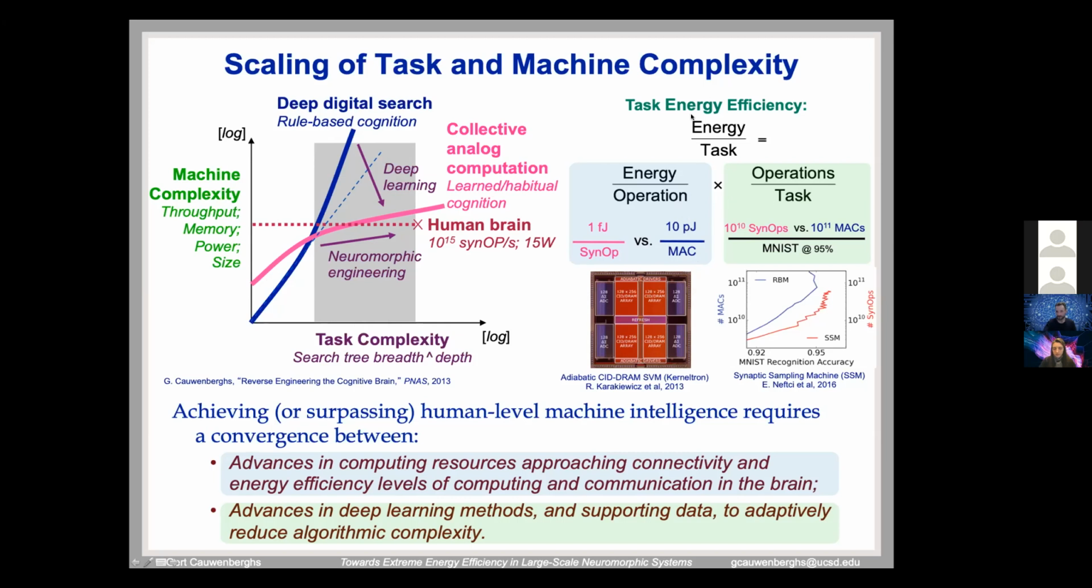And so you can quantify this in terms of task energy efficiency. Energy per task is energy per operation times operations per task. And I'll focus here mostly on energy per operation, right? This femtojoules per kinetic operation is what we're going for. But there's also a complementary task of minimizing operations per task, right? Which can be done by better neuromorphically inspired learning algorithms.